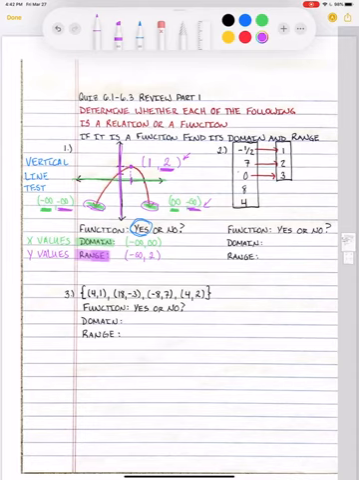For problem 2, I don't have a graph. I just have two sets. We can consider this our x values. This can be our y values. Great. It starts at x.